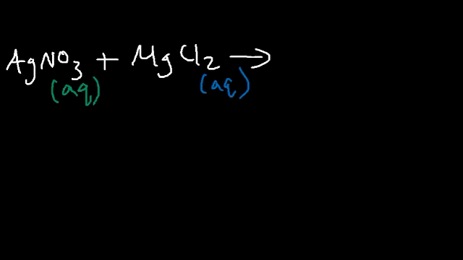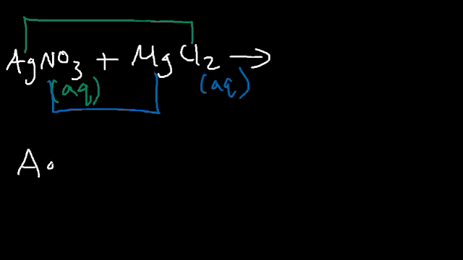Now this is a double replacement reaction. We have a compound reacting with a compound. In a single replacement reaction, it's an element plus a compound. In a double replacement reaction, the 2 groups on the outside are going to pair up together, and the 2 in the middle are going to pair up.